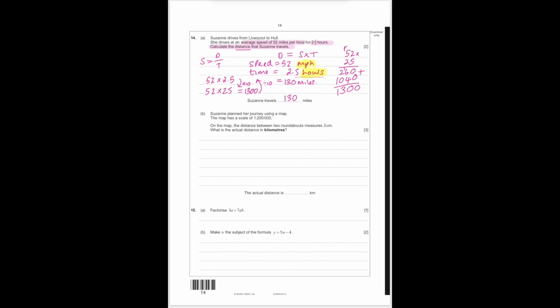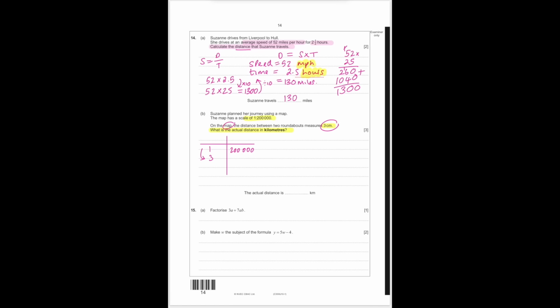14B. Suzanne planned her journey using a map. The map has a scale of 1 to 200,000. On the map, the distance between two roundabouts measures 3 centimetres. What's the actual distance in kilometres? Okay, so let's start with a little proportion table. So we have 1 centimetre is 200,000 centimetres in real life. The distance on the map is 3 centimetres.